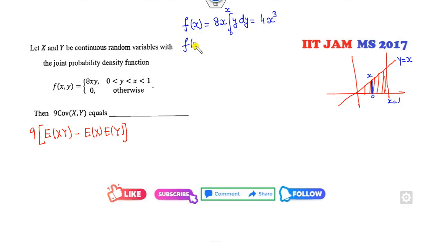What is the marginal of y? 8y is outside, it's x into dx. So what is the limit of this? y to 1. So it's 4y(1 minus y square).